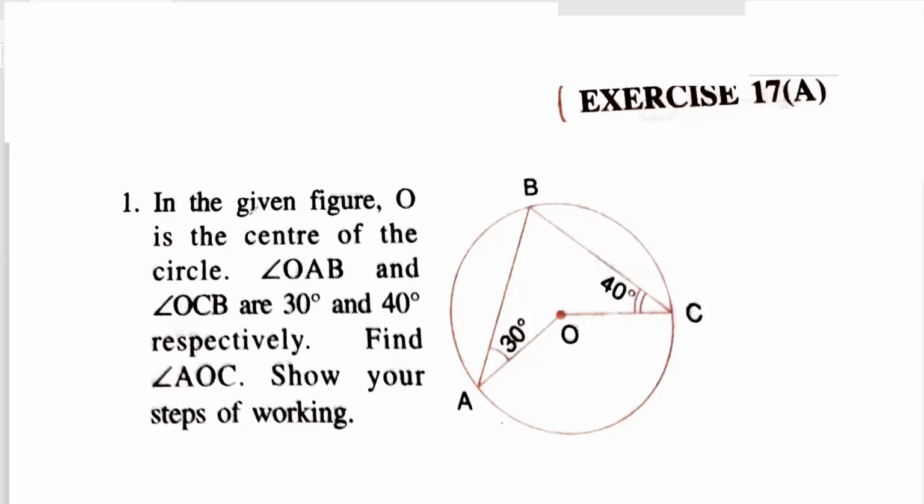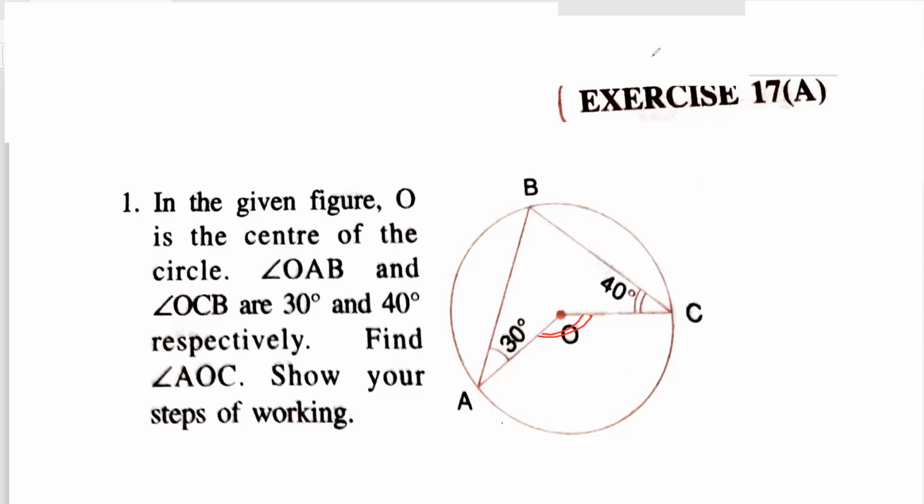Let's read the question. It says, in the given figure, O is the center of the circle. Angle OAB and angle OCB are 30 degrees and 40 degrees respectively. It has already been shown in the diagram. Find angle AOC. We have to find this angle. Show your steps of working.